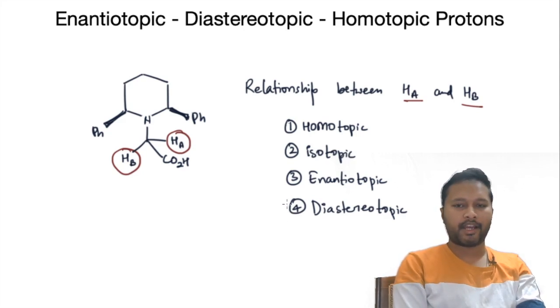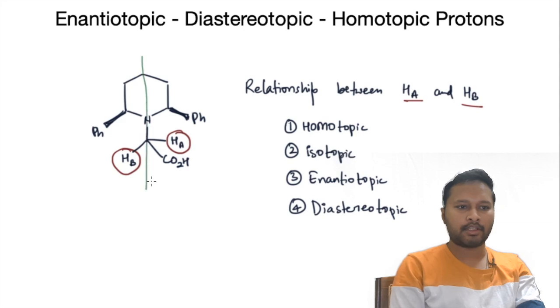At once it seems very simple. You have to start from the axis; you have to see whether you can apply an axis of rotation or not. If you try to apply this axis of rotation, what is going to happen is that these two phenyl groups which are above the plane are actually going to be below the plane.